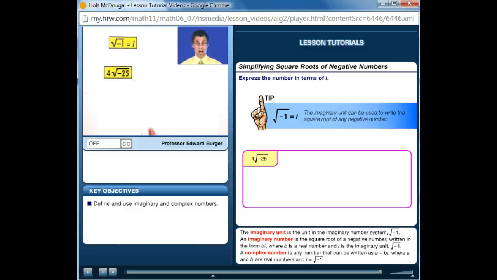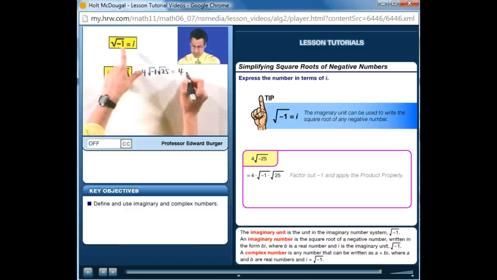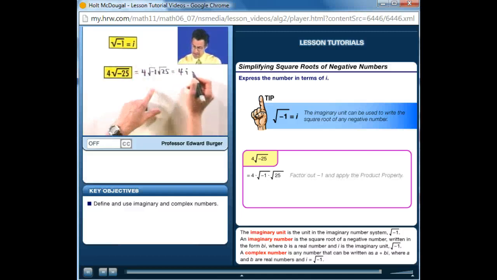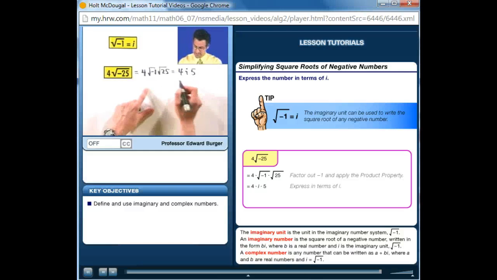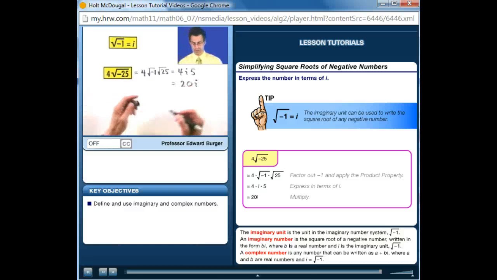So remember that i is just equal to the square root of -1. So all I have to do is isolate that piece of this puzzle. And so what I see here is 4 times the square root of -1 times the square root of 25. And so that equals 4, and in place of the square root of -1, I put i, and the square root of 25 we know is 5. And so what I see here is that this equals 20i. 20i. See?